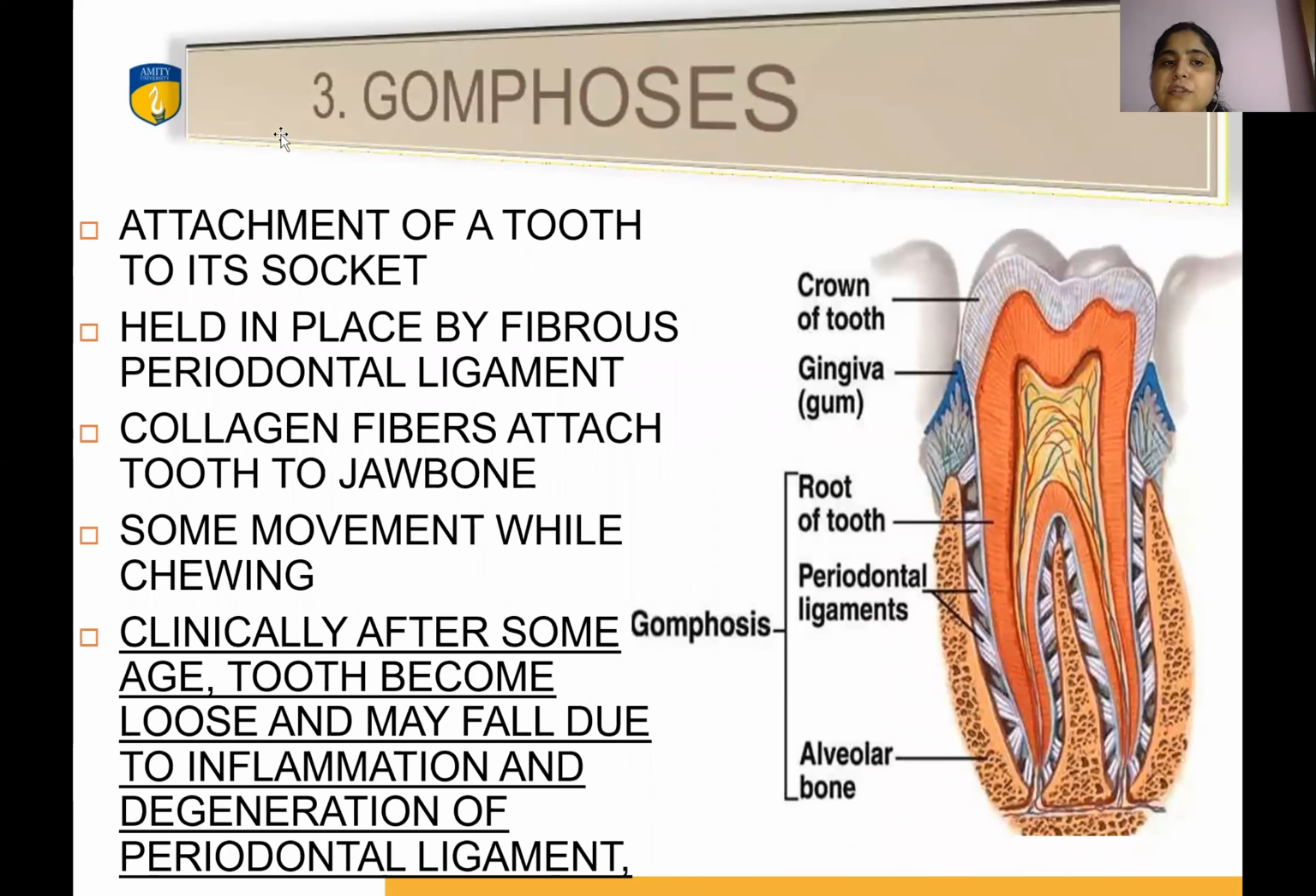Next come the gomphoses. It is the attachment of a tooth to its socket. It is held in place by the fibrous periodontal ligament, with collagen fibers attached to the jawbone. There is some movement while chewing. Clinically, after some age, teeth become loose and may fall due to degenerative changes and inflammation of the periodontal ligament, which is there in the diagram.